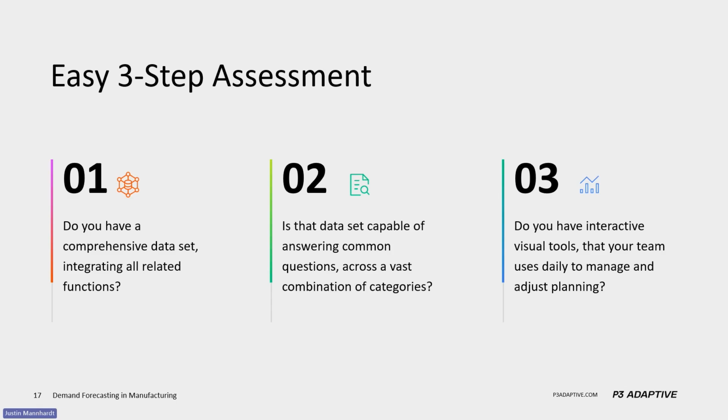And so, you know, I always start with simple tools, simple assessments, just to gauge where you think you're at. And the first question is, do you have a comprehensive data set that integrates all those related functions? The second question is, is that data set capable of answering common questions across a vast combination of categories? Can you look at it by customer categories, region, pricing, and some of those things Will was alluding to earlier? And do you have interactive visual tools that your team uses daily or weekly to manage and adjust that planning?